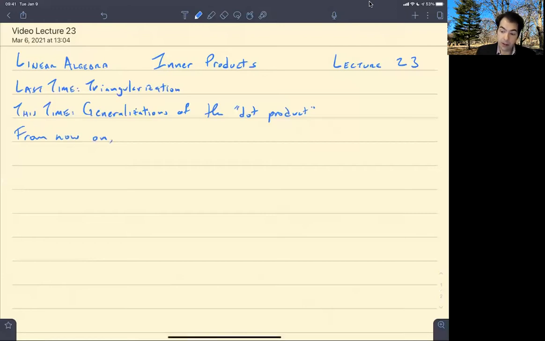So from now on, we'll assume that the field we're working on is either the real numbers or the complex numbers. Okay, for most of the rest of the semester, we'll have this assumption. When we get to determinants, we'll allow the field to be arbitrary again. But until then, we're going to assume that the field is either the real numbers or the complex numbers.